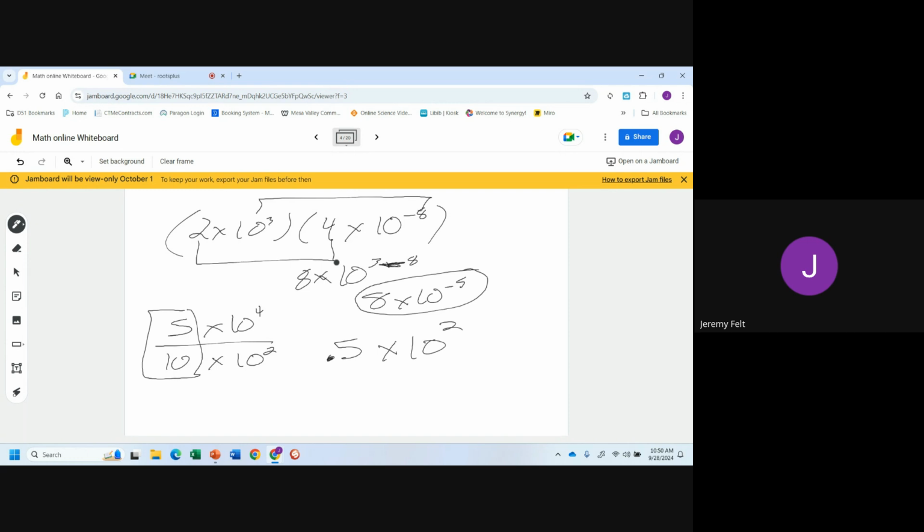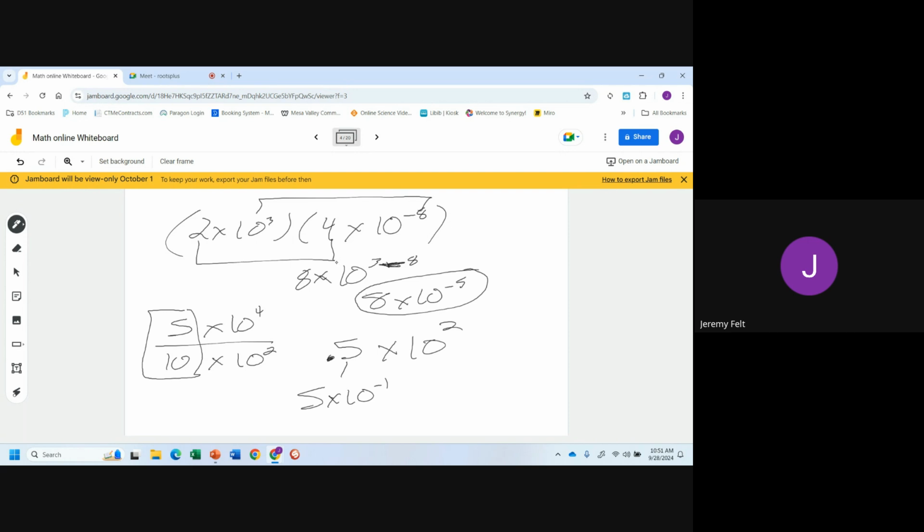Okay, now I don't leave it like this. This looks like scientific notation, and it's very, very close, but I need to write this as 5 times 10 to the power of negative 1, because that's going to move the decimal over here. Or you can say I'm multiplying by 10. I'm going to divide by 10, or take 1 away, okay, whatever's easiest.